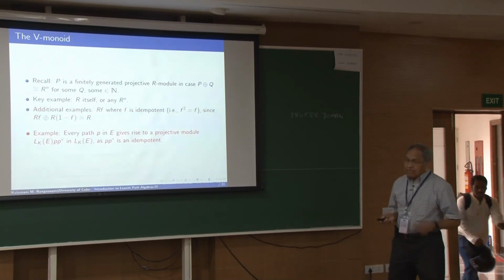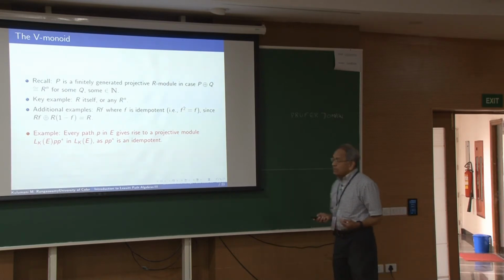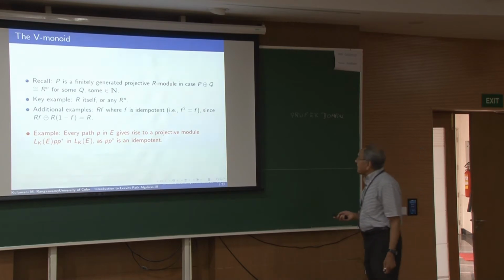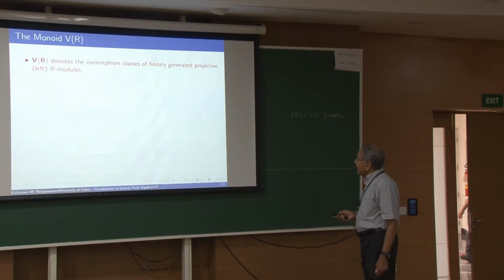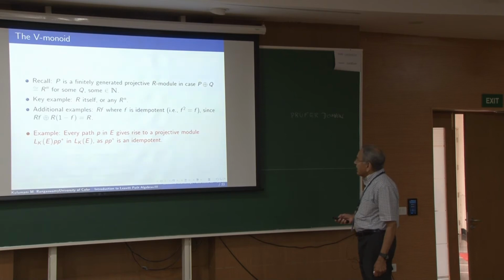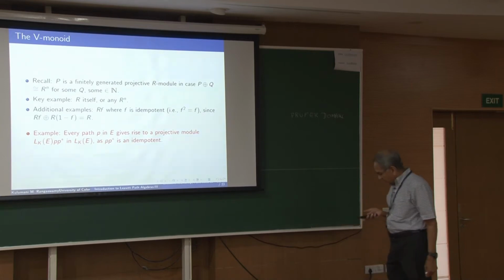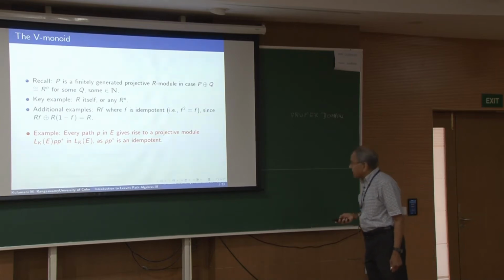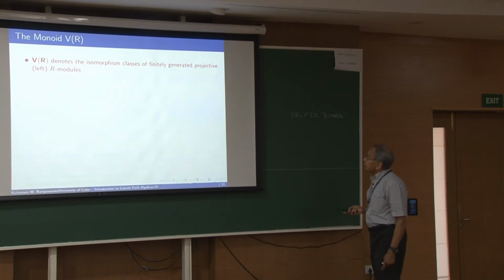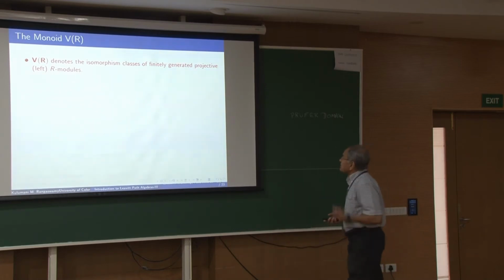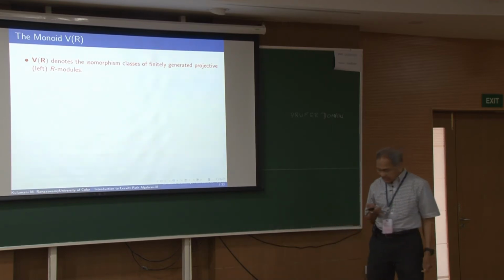And graphically, every path P gives rise to a projective module, because P times P star is an idempotent, therefore this is a direct summand of the algebra, and therefore is projective there. Okay. Let V(R) denote the isomorphism classes of finitely generated projective modules.